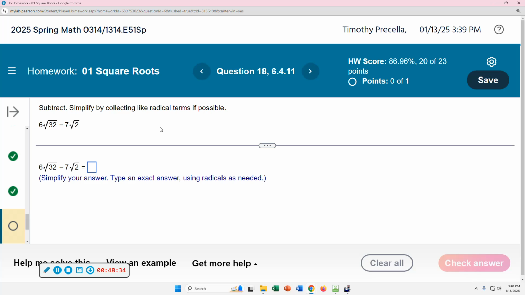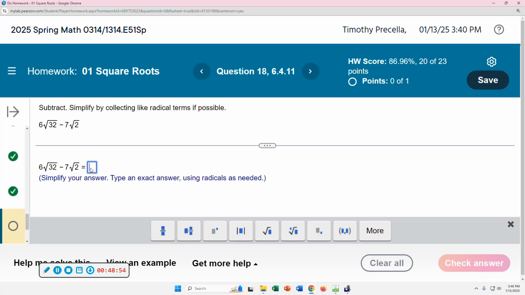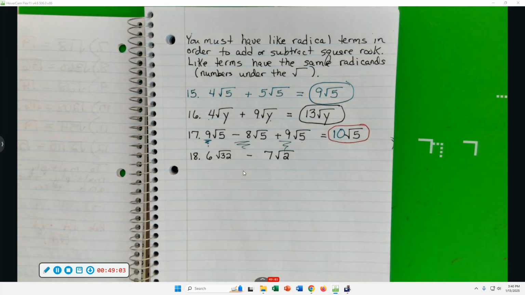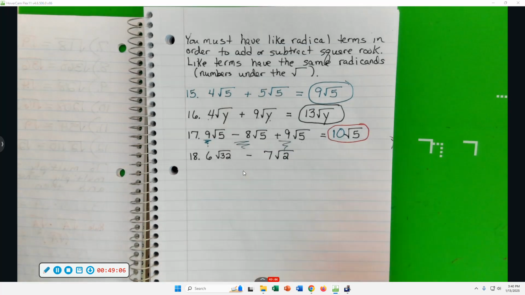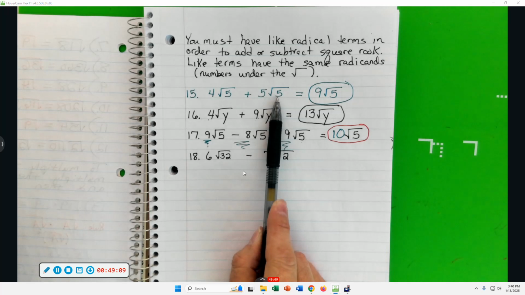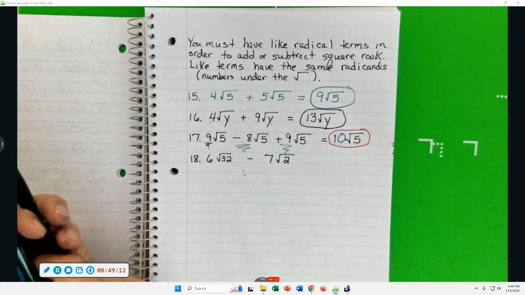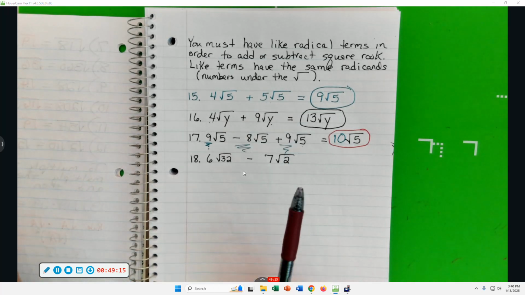I gotta write it down. 6 square root of 32 minus 7 square root of 2. There's not the option, like on those problems where you can click already simplified. So we're supposed to be clicking in an answer. That tells us we should be able to get an answer. The only way we can actually add them together is if we have the same number under both square root symbols. Well, let's see if we can get the same number under both square root symbols.